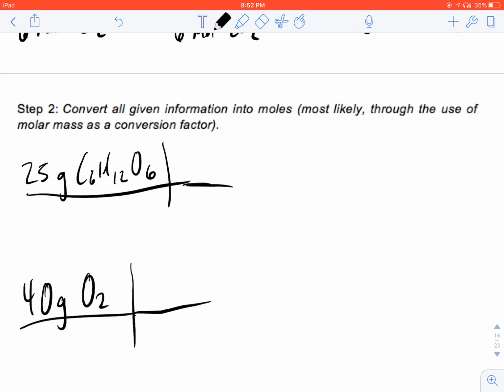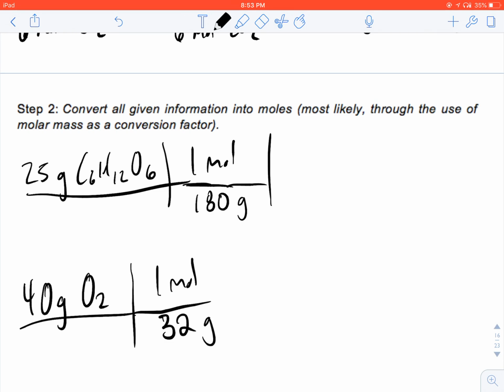enough about that. So we are starting in grams. We want to convert to moles. So what do we need to do? Well, thanks for asking myself. What we need to do is find the molar mass of each of these components and divide by those. So the molar mass of glucose, for simplicity reasons, I'm just going to round it, is 180 grams per mole. For O2, 2 oxygens, so it's not 16, it is 32 grams. All right.